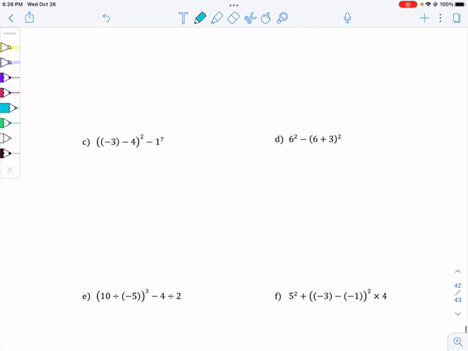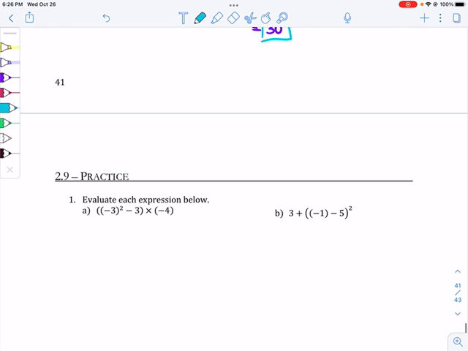Ooh, so exciting. Take a look at this practice, complete it, check your answers on Teams, and again, be prepared for a 2.5 to 2.7 exit slip happening tomorrow. And after that exit slip, we will also tackle 2.8.